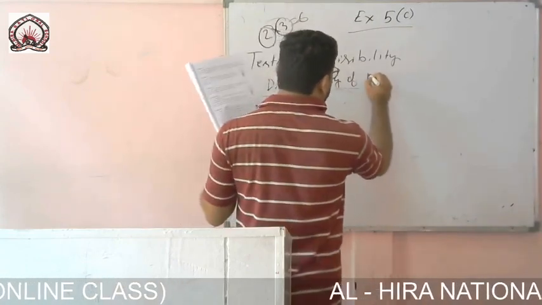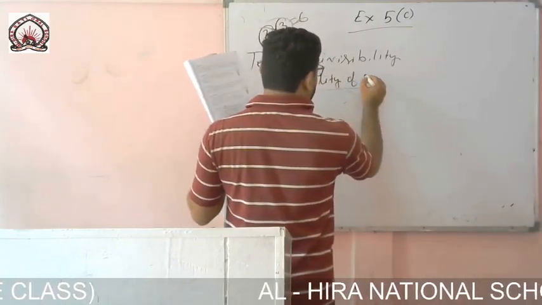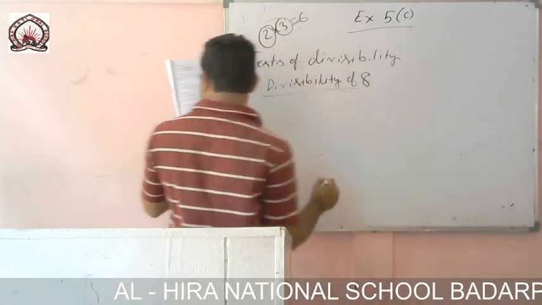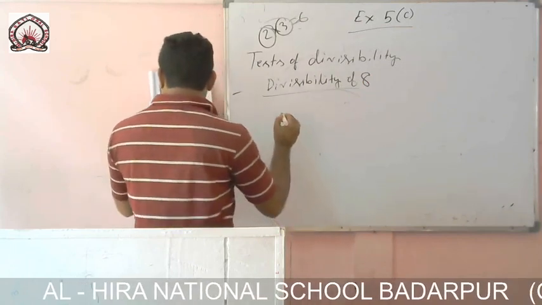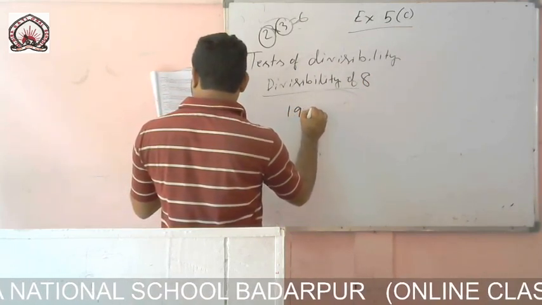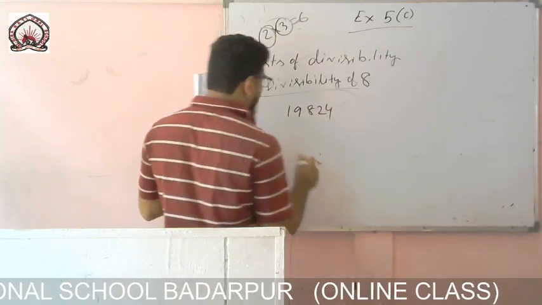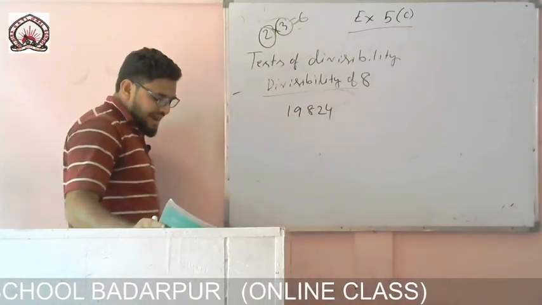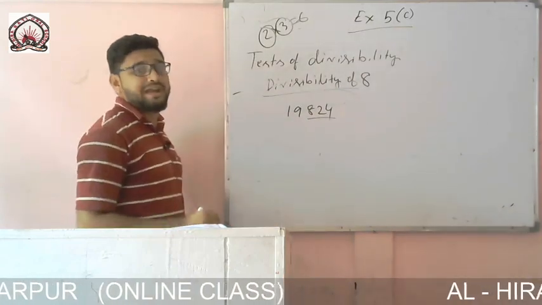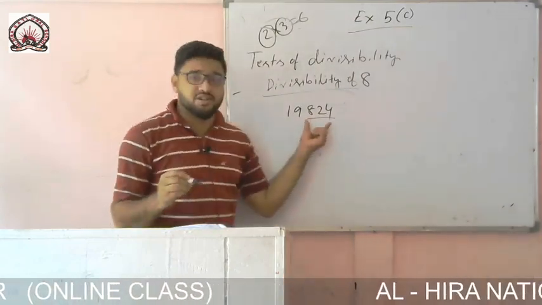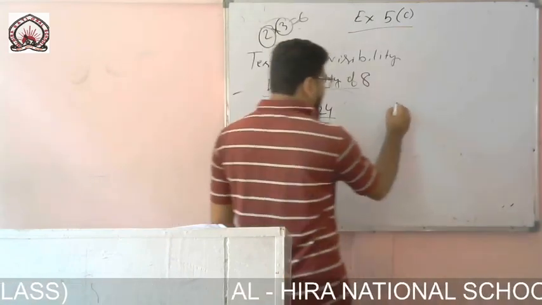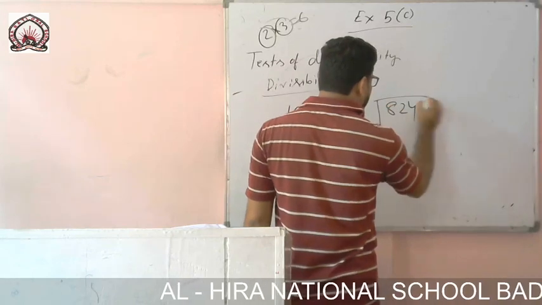Divisibility of 8. So you check 19824. In 19824, you check whether the last 3 digits are divisible by 8 or not. If the last 3 digits are divisible by 8, then the whole number is divisible by 8. So you check 824, whether it is divisible by 8 or not.